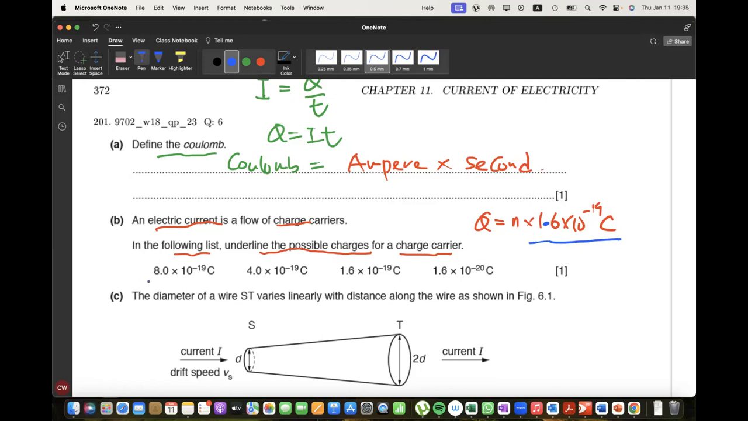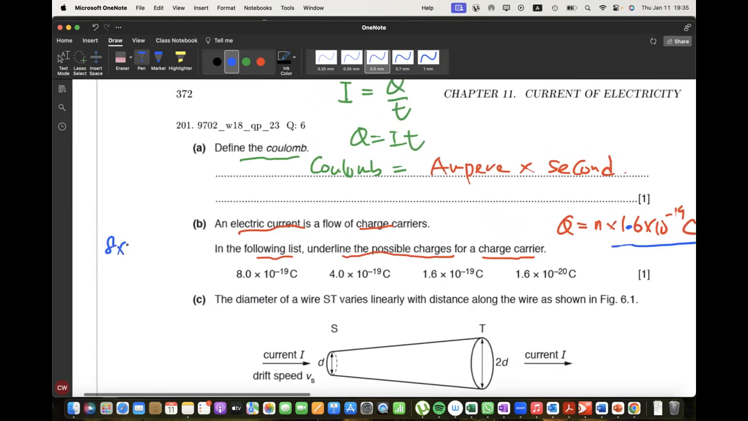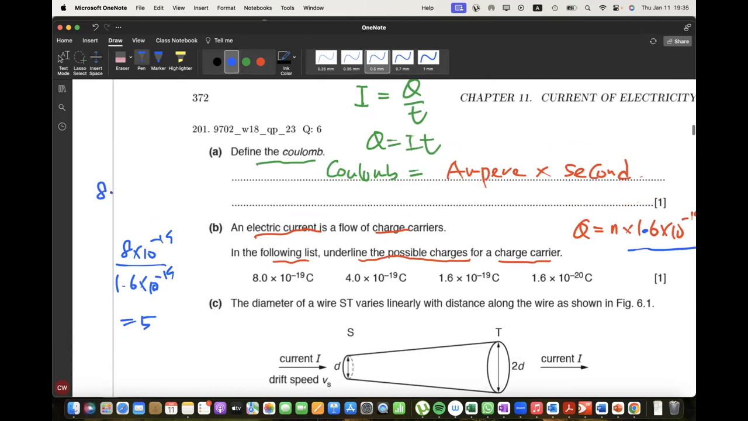So can you see which one is a multiple of this? Is this number the multiple of this? How do we know it's a multiple? So you have to take this number, go and divide it by this number. If you get a whole number, that means it's a multiple. So is the first one a multiple? So this one will give you 5. Is 5 a multiple? Yes, because there's an n here. That means we can say that 8.0 times 10 to the power of minus 19 coulomb is also equal to 5 times 1.6 times 10 to the power of minus 19 coulomb. Okay, so you have to use this way to identify which one is a possible charge carrier.